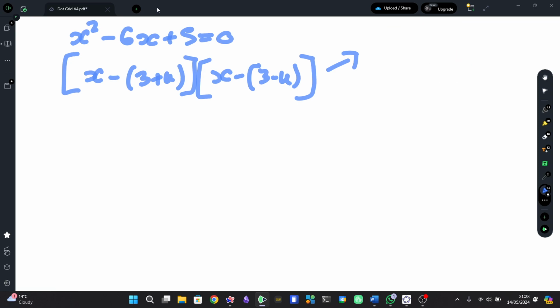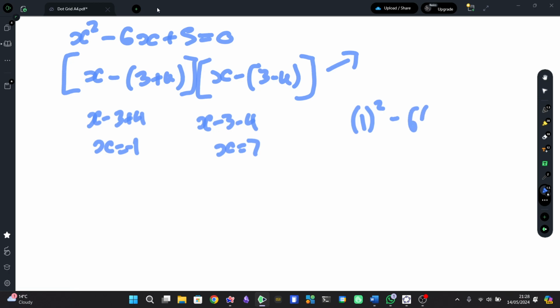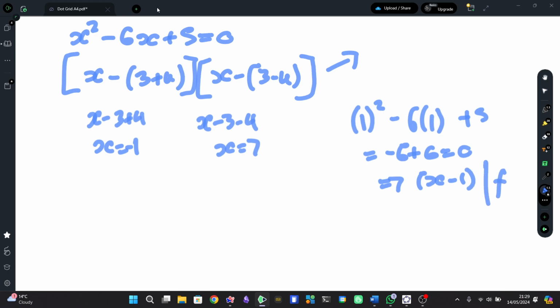Okay, so I know how to do it. 4 plus 3, okay, so it'd be 4. So x minus 3 plus 4, and x minus 3 minus 4. So that's x equals 1, and x is equal to, no, that's minus 1, 7. Okay, cool, it worked, I think. Let me test it. 1 squared minus 6 times 1 plus 5 is equal to minus 6 plus 6, which is 0, which implies x minus 1 is a root of f of x. Cool. Works. Let's go, it works.